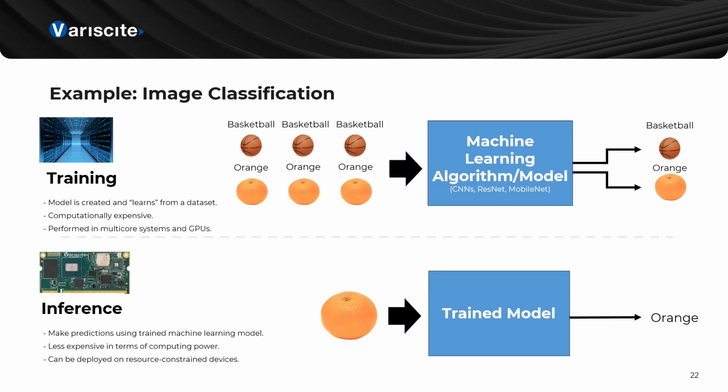It's important to remember that training is computationally expensive and is usually performed on multi-core systems and GPUs. However, the inference, which is the process of making predictions with the trained model, is much less expensive and can be deployed on resource-constrained devices like a Variscite system on module.